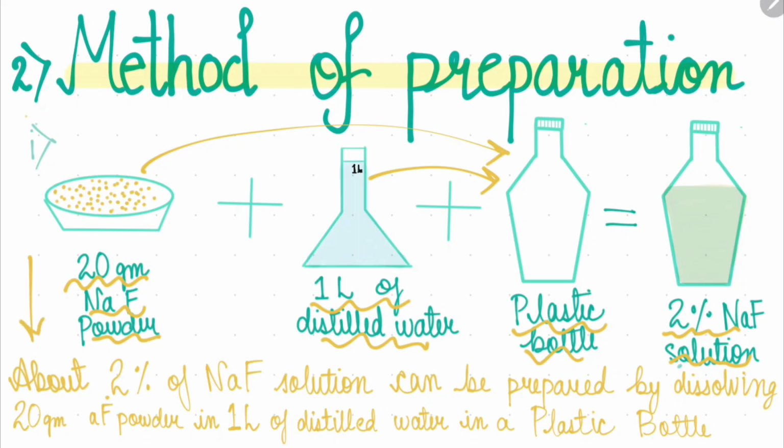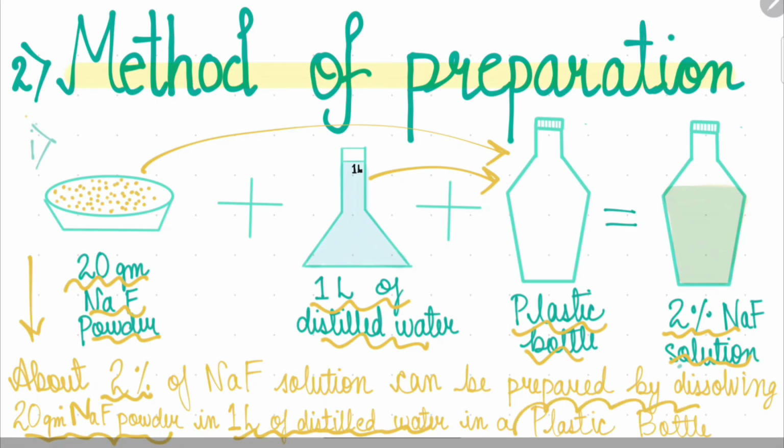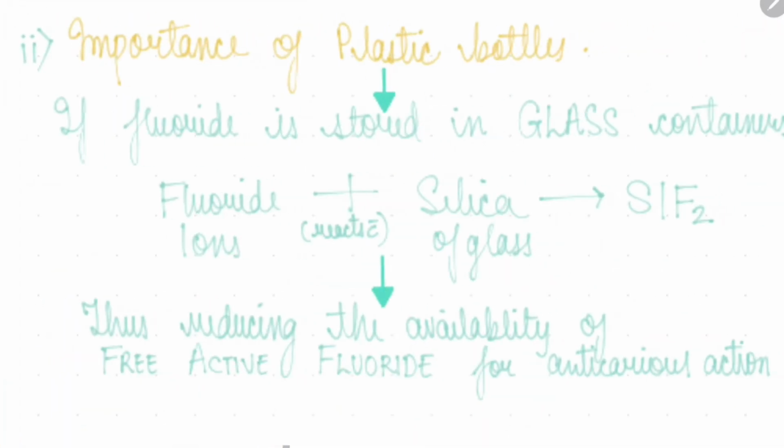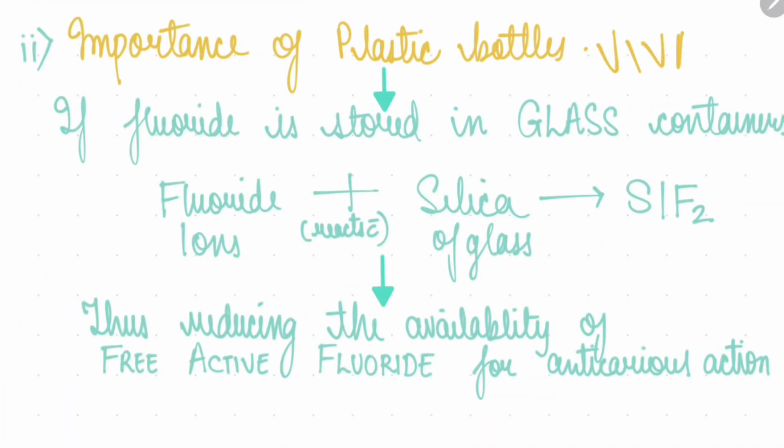So how do we say it? We say it as about 2% of sodium fluoride solution can be prepared by dissolving 20 gram of sodium fluoride powder in 1 liter of distilled water in a plastic bottle. Now, it is important to understand why in a plastic bottle, why not a glass bottle? So, this is an important Viva question that you might get.